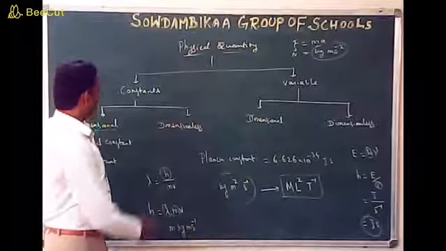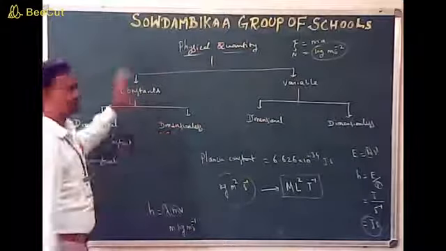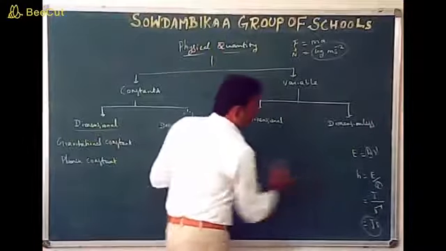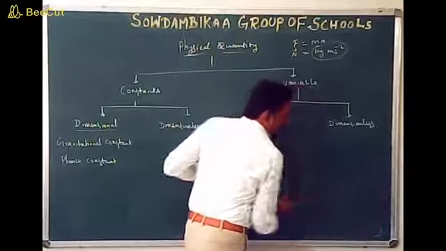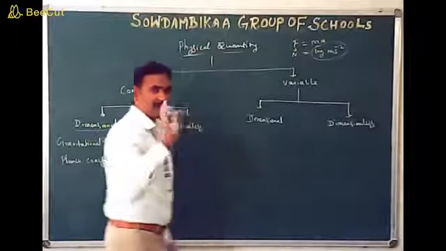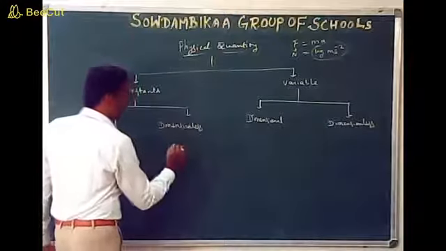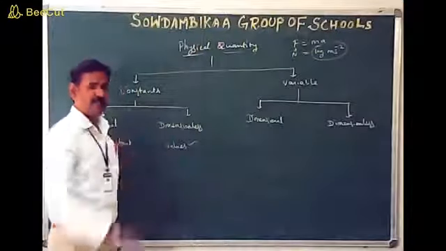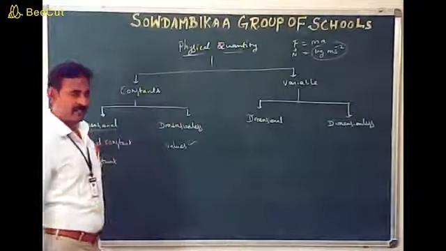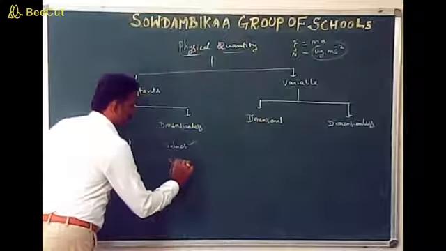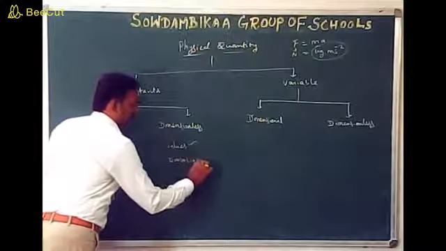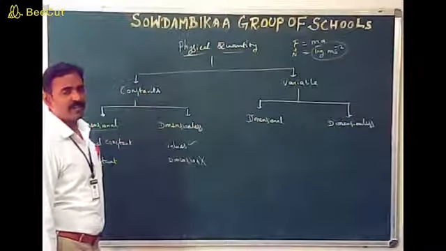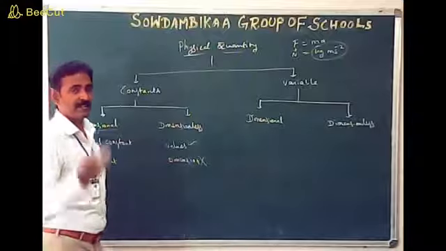So let's solve. Then we see about the dimensionless constants. Dimensionless constants have numerical values only, but they do not have a dimension. They didn't have the dimension. Why don't they have the dimension? That is explained with the help of an example.